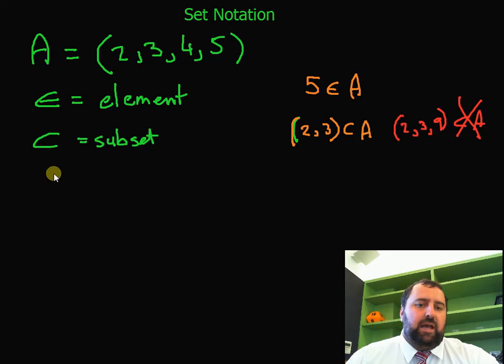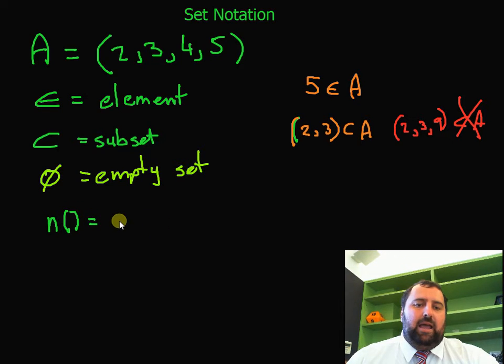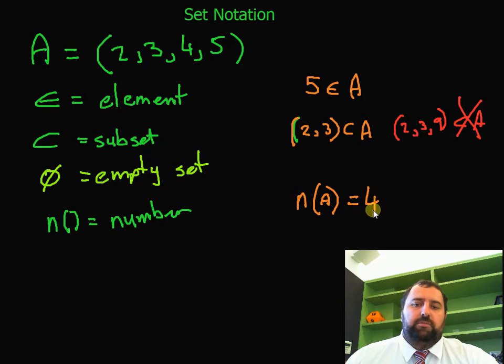A couple of other things. We have what we call an empty set or a null set. That is a set or a group that doesn't have anything in it, okay? And we also have the idea of n. So n is how many numbers are in that group. Sometimes people tend to refer to it as the cardinal number. So if I talk about n of A, the number of things in group A, it's 4. So the number for A is 4.